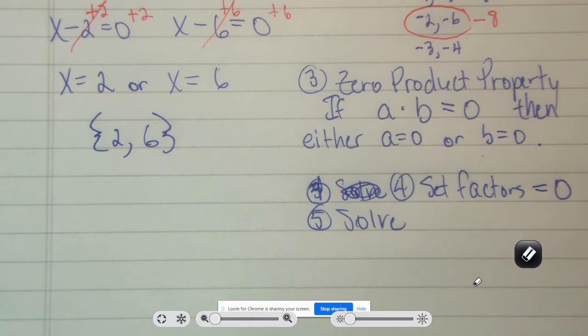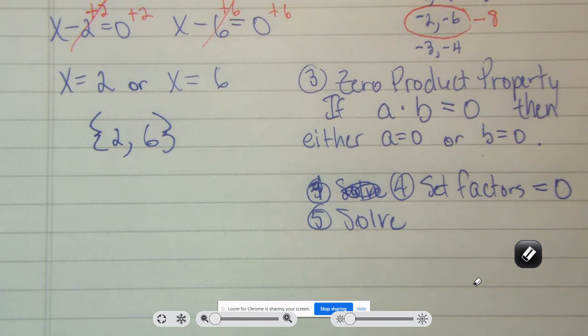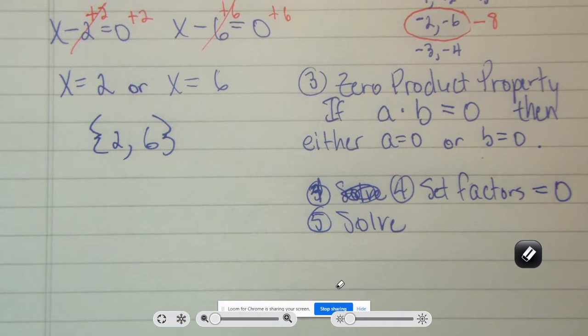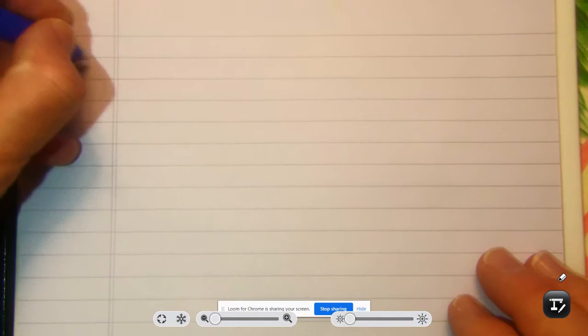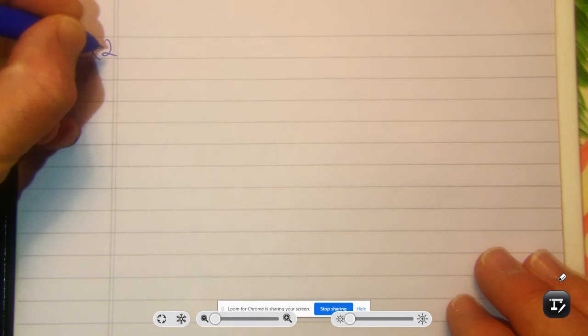So for most of the problems we have today, we're going to have two answers. And there'll be two places for you to enter your answer on your homework of the two answers that you've got. So that's all you have to do to solve quadratics by factoring. So let's look at a second example.